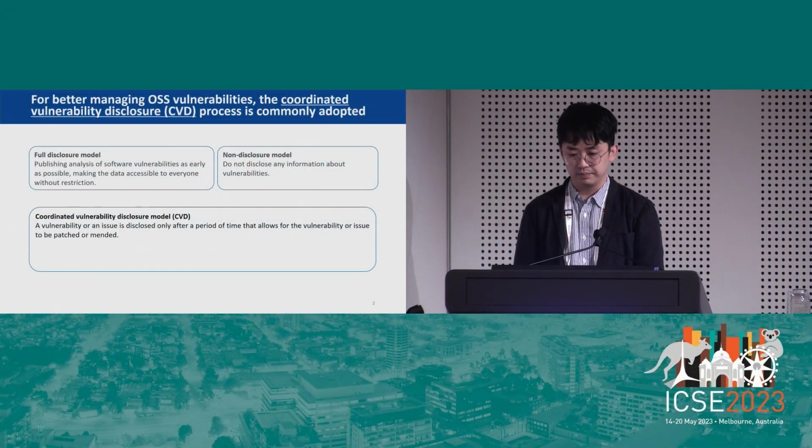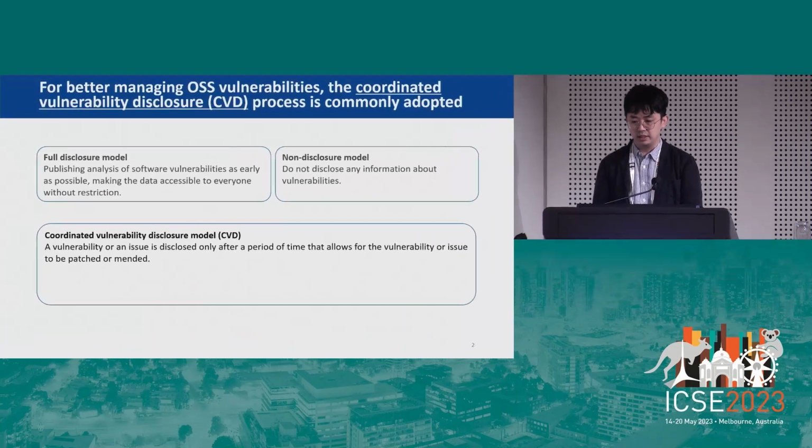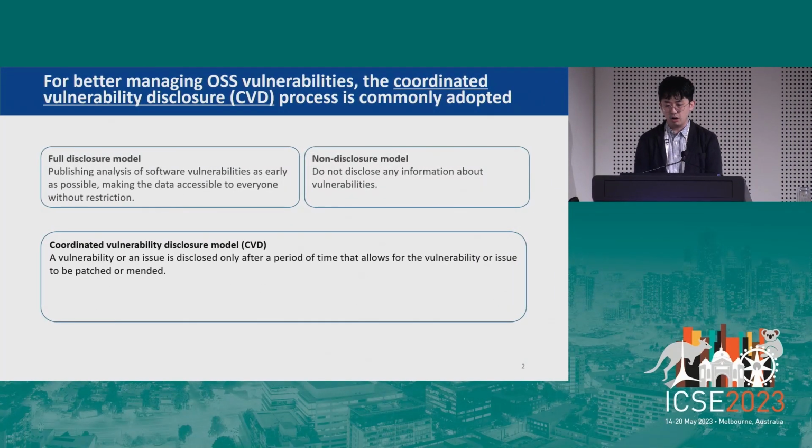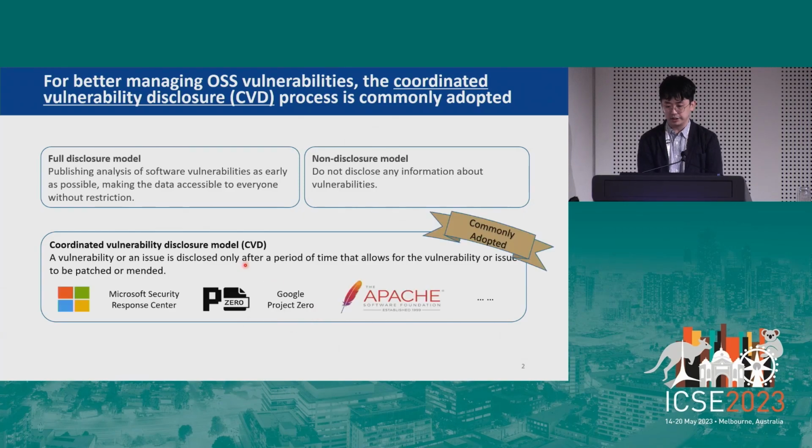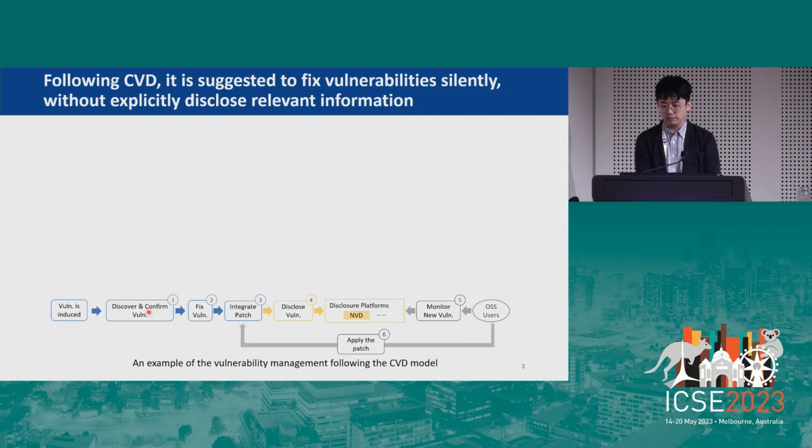First, it is about vulnerability disclosure. Coordinated vulnerability disclosure, CVD, is commonly adopted in the OSS community. CVD is a trade-off between full disclosure and non-disclosure. Following CVD, a vulnerability is disclosed to the public only after the responsible parties have been allowed sufficient time to patch or remediate the vulnerability.